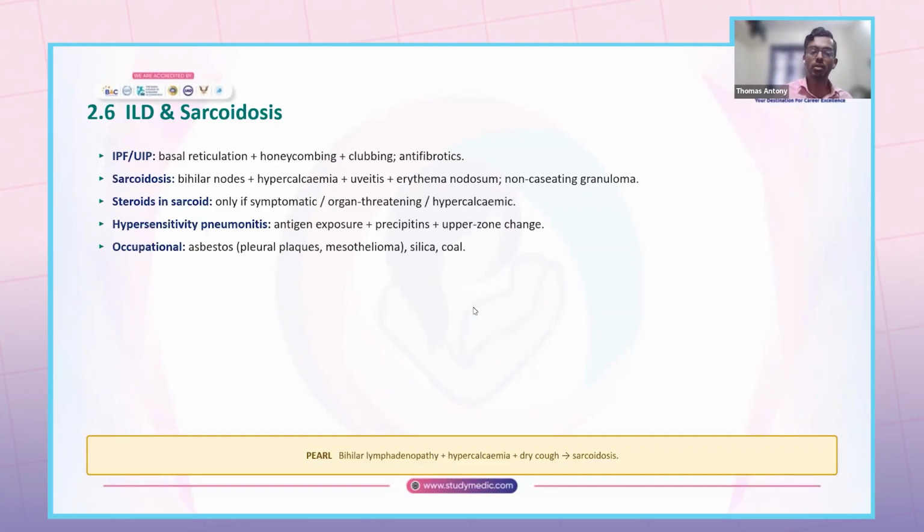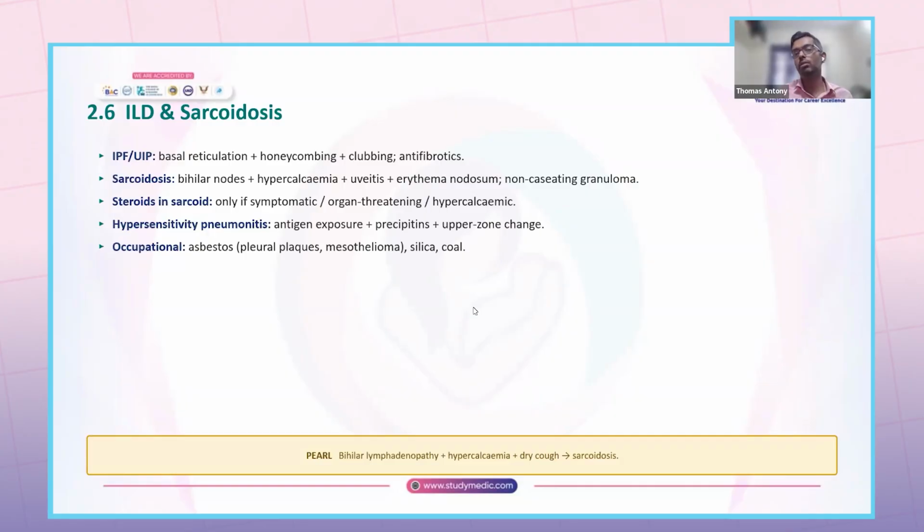Now sarcoidosis. There are bilateral hilar nodes present. The patient can present with hypercalcemia, uveitis, erythema nodosum, and non-caseating granulomas. So a young female presenting with exertional dyspnea, chest X-ray showing hilar widening, sometimes even a normal X-ray. There could be skin lesions, and other features like uveitis and erythema nodosum.